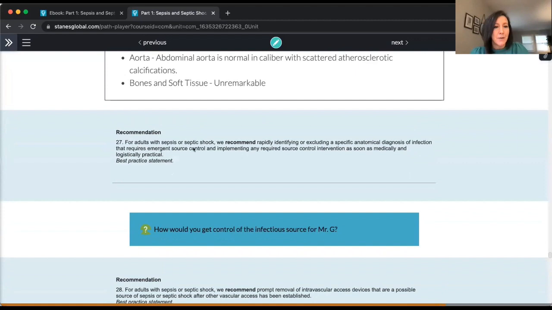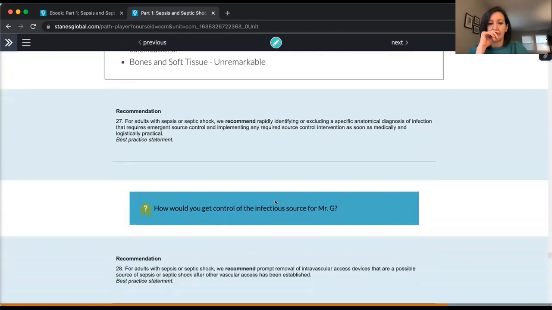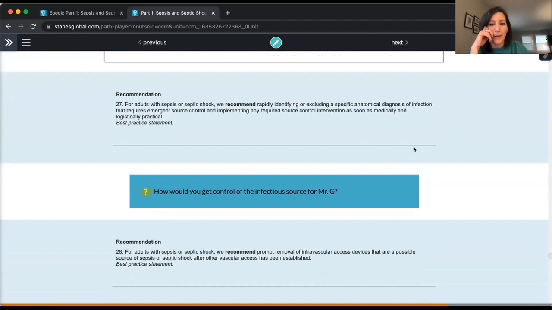So the recommendation for adults with sepsis and septic shock is to rapidly identify or exclude specific anatomical diagnoses of infection that require emergent source control, and to implement any required source control intervention as soon as medically and logistically practical. I think this is a fancy way of saying, does your patient need surgical intervention to remove a source of infection? So how do you get control of the infectious source for Mr. G? Any ideas? Okay, well, let's keep moving. We'll think about that and come back to it.